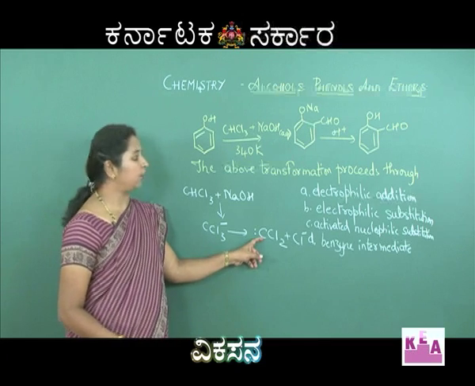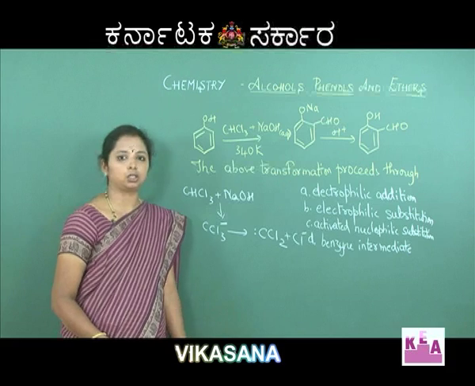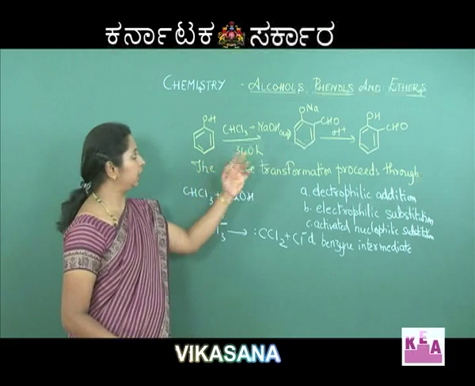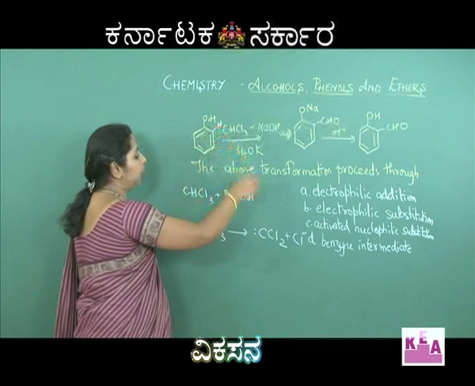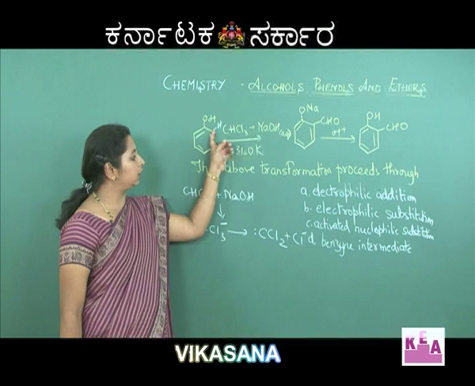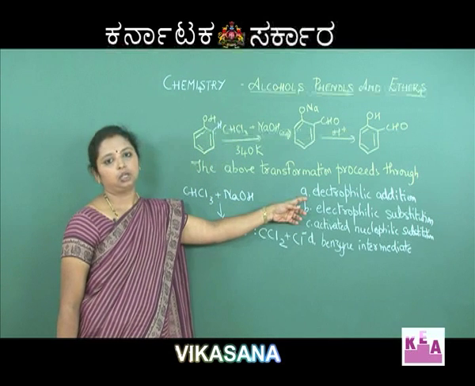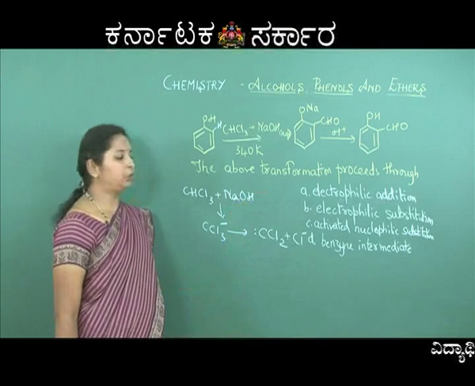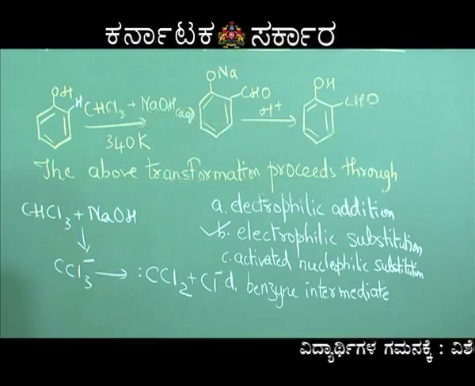Now the electrophile is attacking, so it should be an electrophilic addition or substitution. But when you look at the reaction, the hydrogen on the benzene ring has been replaced by the carbene group, and therefore the reaction is electrophilic substitution and not electrophilic addition. So option B is the correct option, electrophilic substitution.